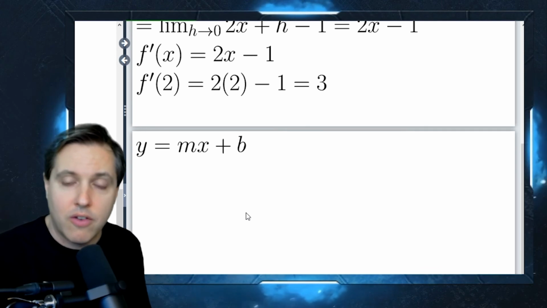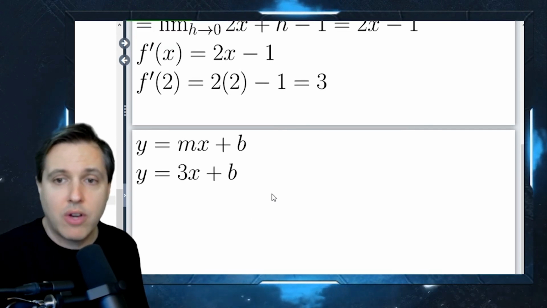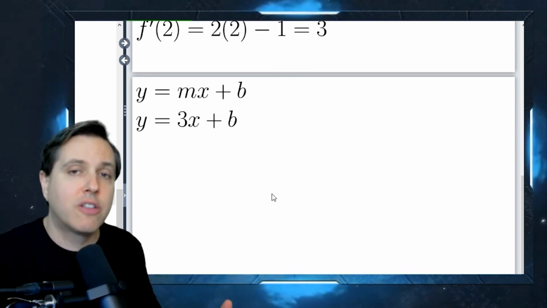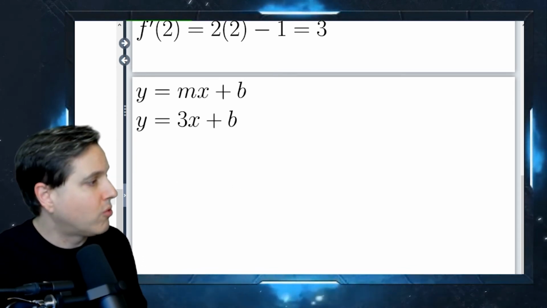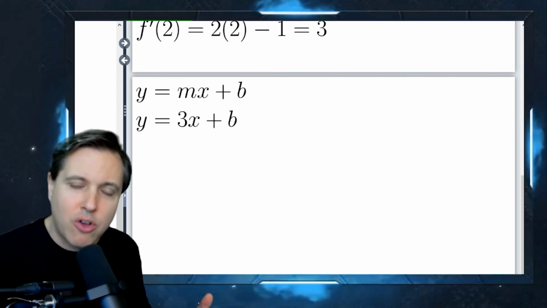Finding the slope of a line, then we have to find the intercept. So we've already got the slope. We had to use calculus to find that slope, but from here on out, it's algebra. So we've got y equals 3x plus b. Okay, so how do we solve for b?